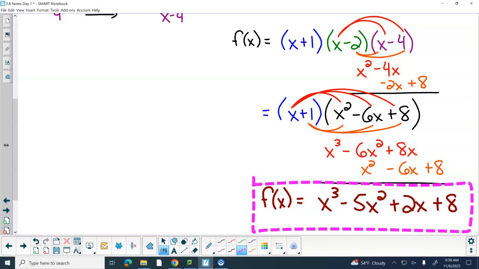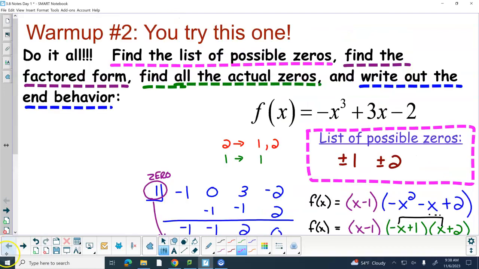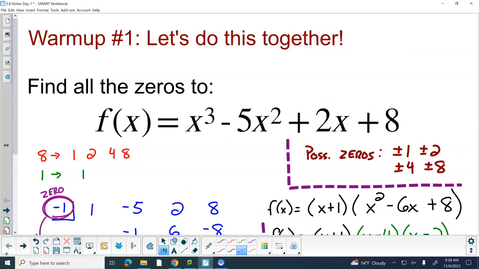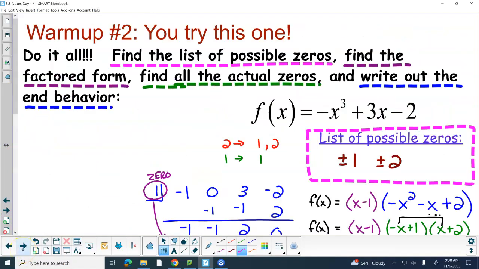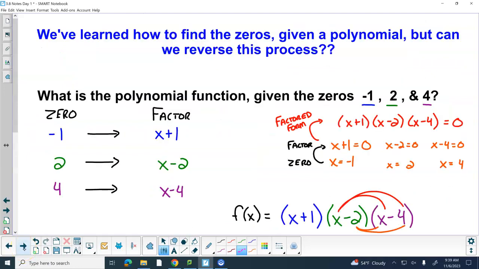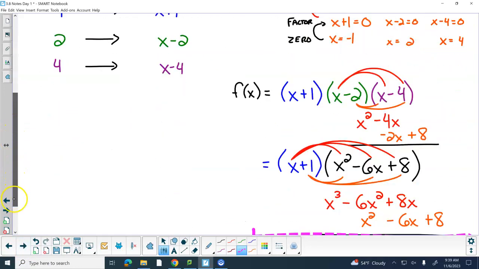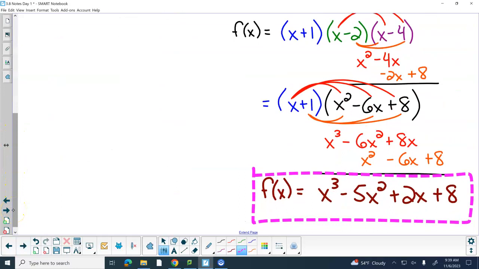Which should have been, since this was example number 1, our first warm-up. Because remember on our first warm-up, we had that as our function, and we got zeros of negative 1, 2, and 4. Okay? Questions, comments, concerns, clarifications?